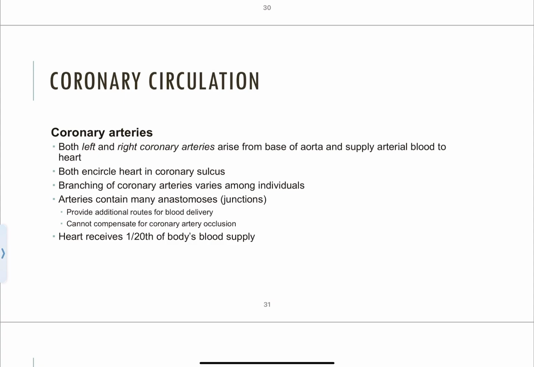From these coronary arteries, both the left and right, there's also some branching that occurs. You may need to know the name of these for lab, but for lecture, I'm not focused on the names of these branch portions of the coronary arteries. And if we're talking about the heart itself, it's going to receive about a 20th of the entire blood supply because this is a very heavily needed nutrient tissue.